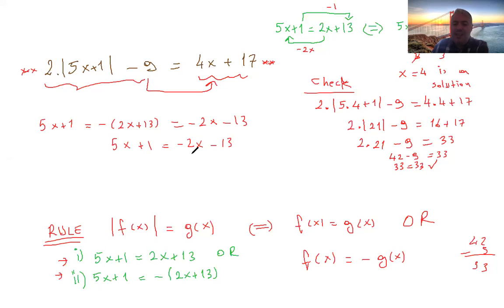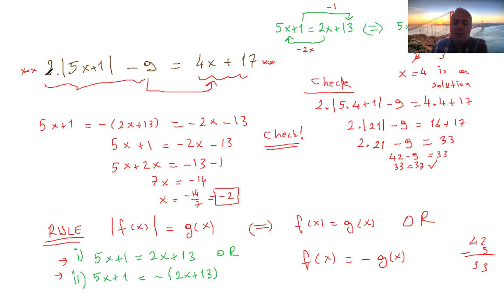If I take the negative 2x to the left, it will be 5x plus 2x. If I take the positive 1 to the right, it will be this. So 7x is equal to negative 14 and x is equal to negative 14 over 7, which is negative 2. Now, I have to check this. I can't say directly this is a solution.